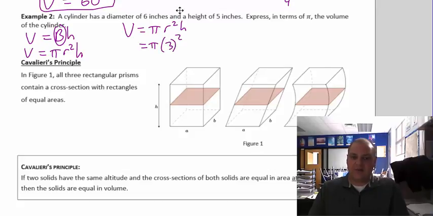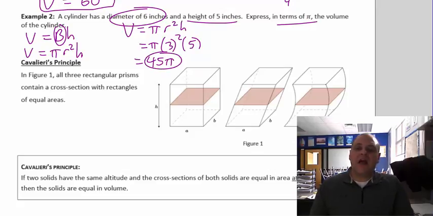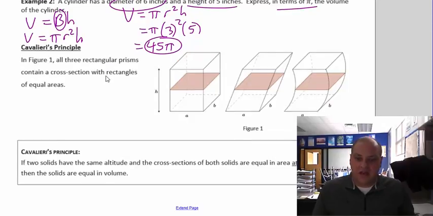The radius is half the diameter. You should know that. The height is 5. Diameter 6. All right, express in terms of pi. So it's going to be 9 times 5, which is 45 pi. All right. Moving on, that's just very basic volume.